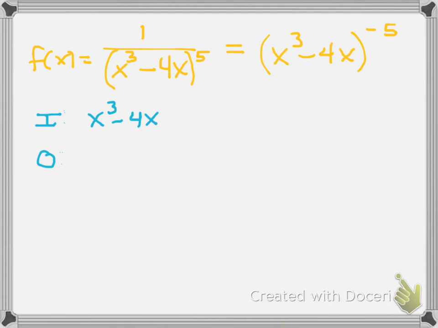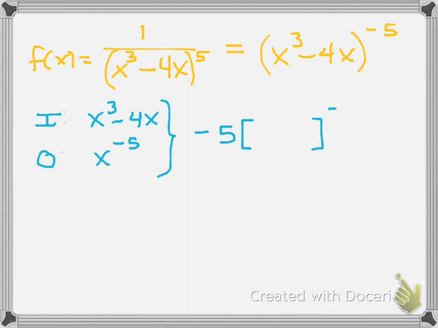The outside function is the power, right? Or the function being raised to the power. So as we get ready to do our chain rule, remember we're doing the derivative of the outside times the derivative of the inside. So for us, the derivative of the outside would be negative 5x to the one less power.